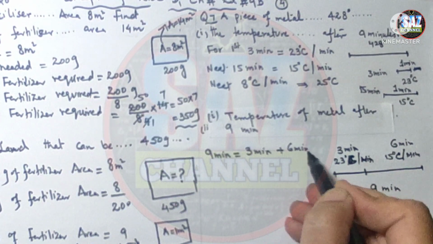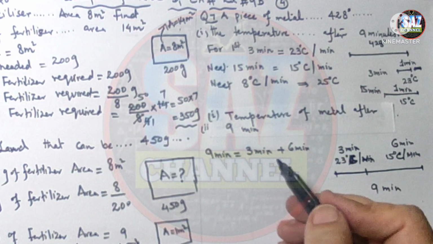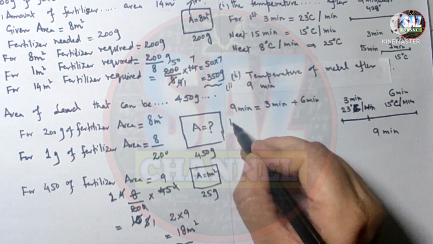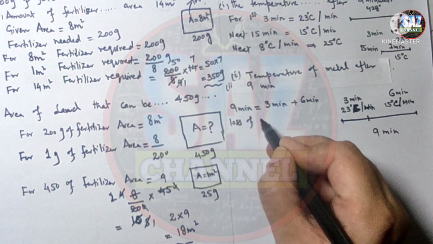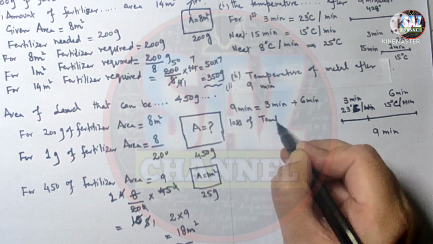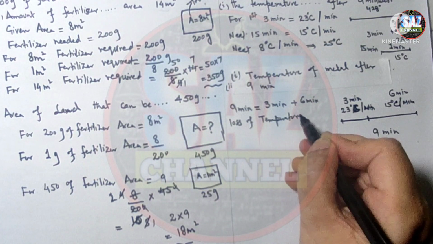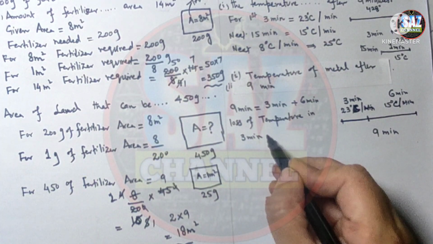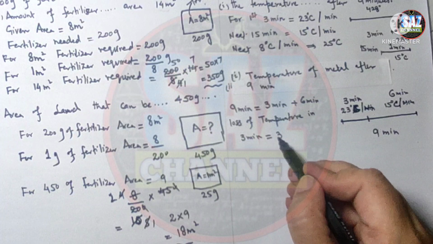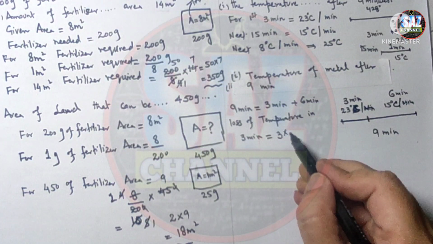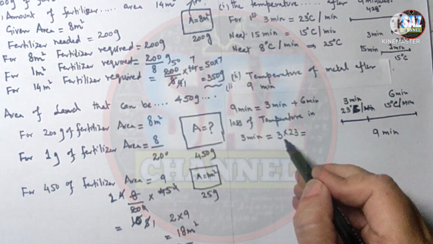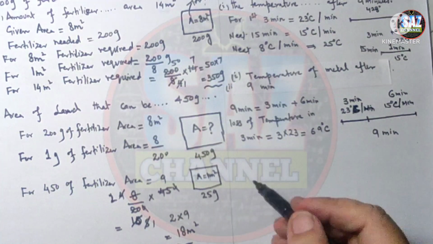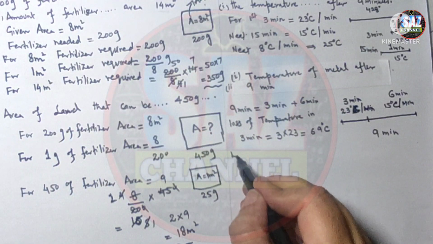6 minutes. So first we are going to find out the loss of temperature in 3 minutes. 3 multiplied by what is the rate given? 23. 3 times 3 is 9, 3 times 2 is 6, 69 degrees centigrade. And loss of temperature in 6 minutes.